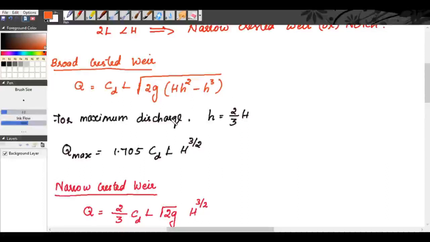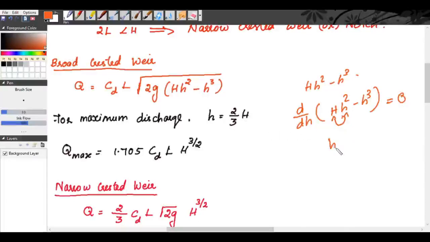The condition for maximum discharge is that H square minus H cube should be maximum. So, for maximum, if you differentiate d by dh and equate it to 0, you will get the maximum relationship between capital H and small h. So, you will get small h is equal to 2 by 3 of H. Your derivation is not needed.